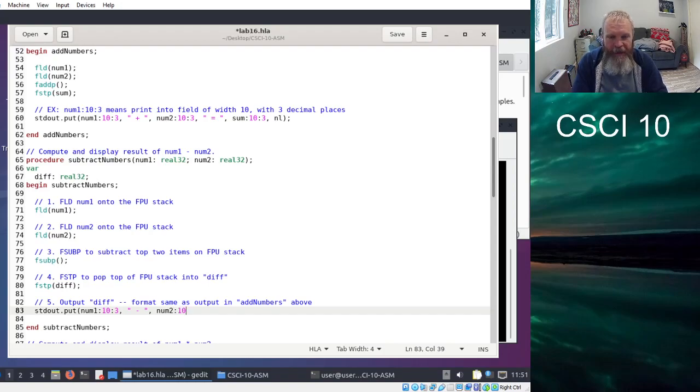We'll say a field of 10. That's just a guess. In this case, it depends on the numbers that they type in. It actually might not be enough if they put a giant number in. 3, and then equals, and then we'll do diff in the same way. So field of 10 wide, 3 decimal points past the decimal place, and then a new line character. So there's the minus. Let's see if we did those in the right order, by the way.